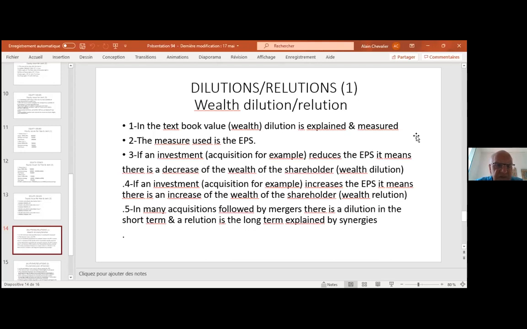If in an investment, an acquisition for example, there is a decrease in the earnings per share, it means that there is a decrease in the wealth of the company and the wealth of a shareholder, and there is a wealth dilution. If, on the contrary, an acquisition, for example, increases the earnings per share, it means there is an increase of the wealth of a shareholder. This is what we call wealth dilution.